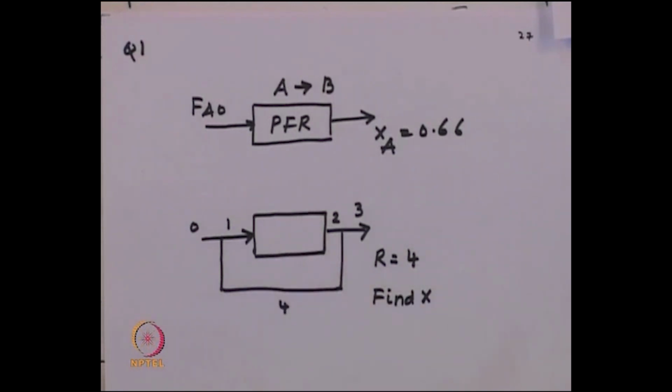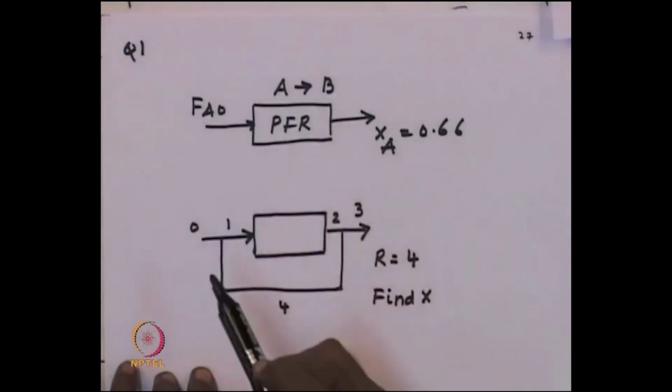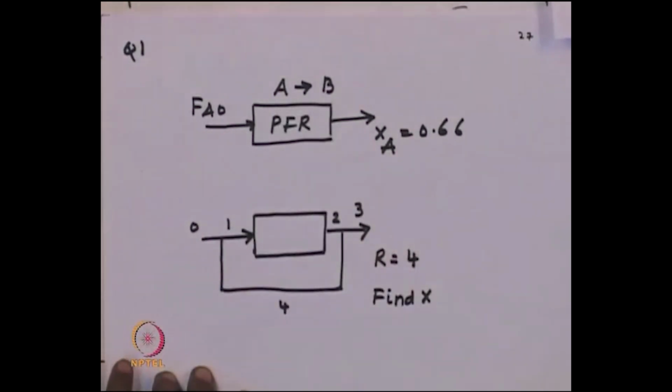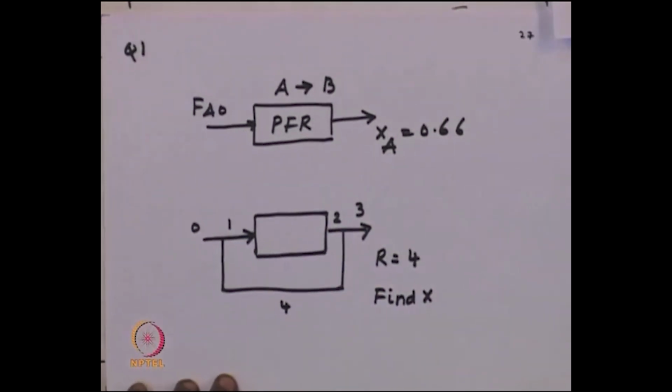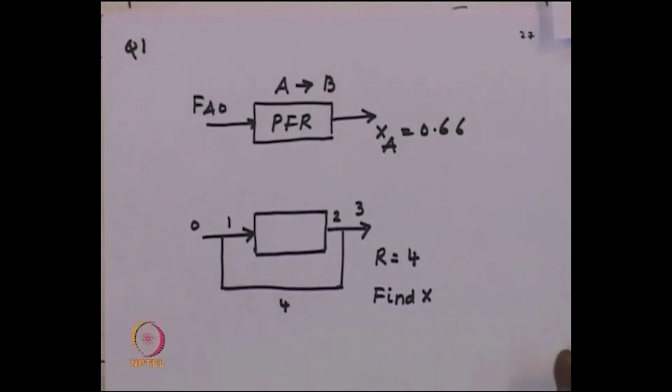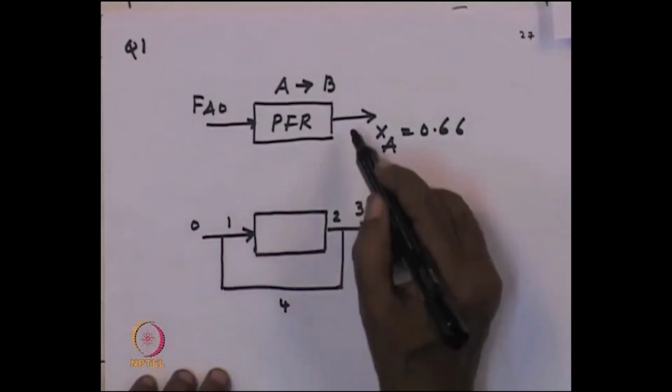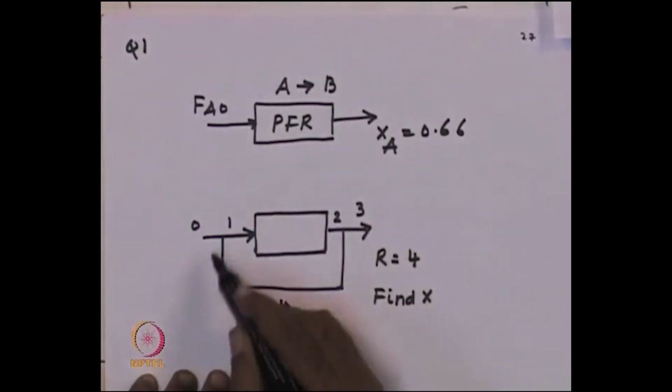There is some data which is given, which says there is a PFR in which this reaction A goes to B is taking place, and experimentally you find out that it gives you a conversion of 0.66. It is an experiment you have done, and you find that the conversion is 0.66. Now, you put a recycle pump and put it back.